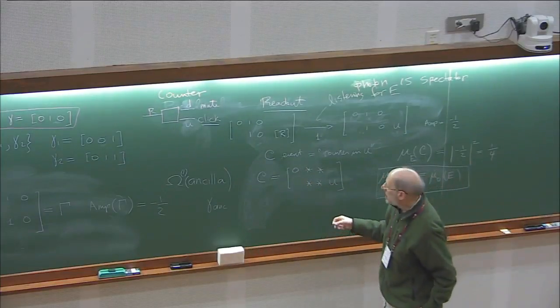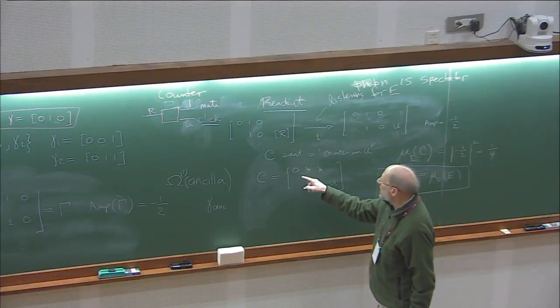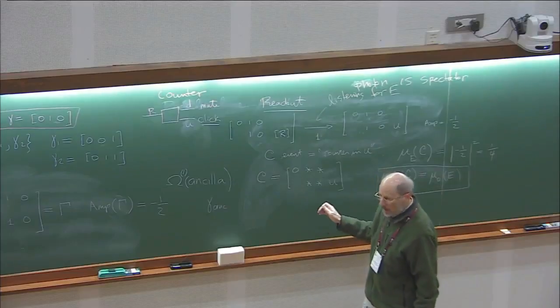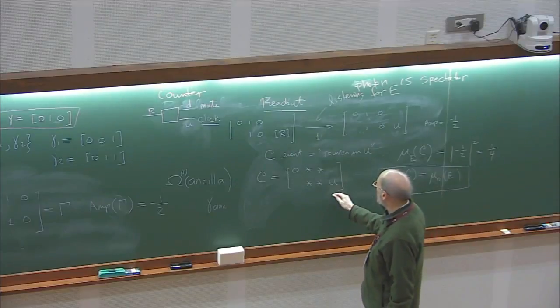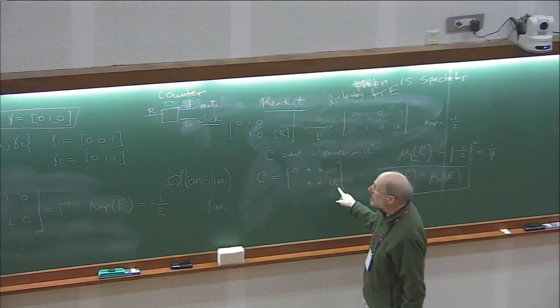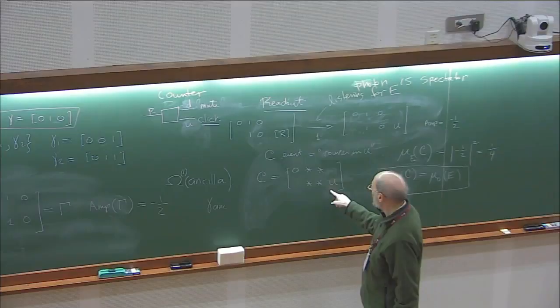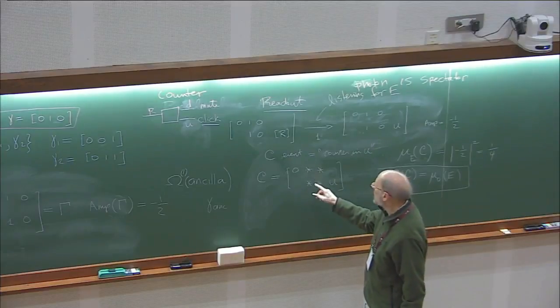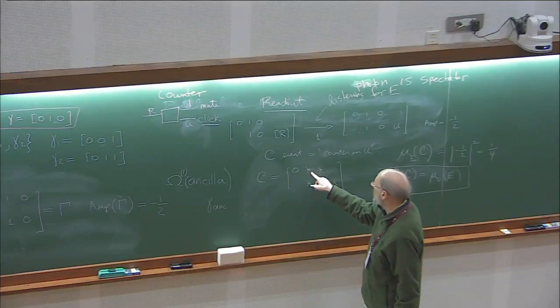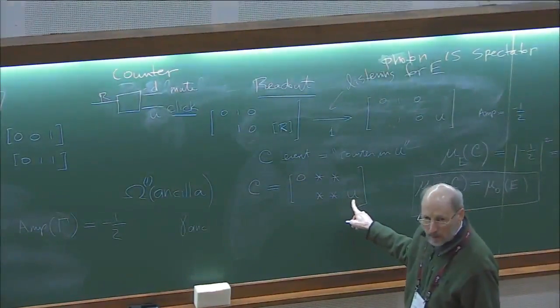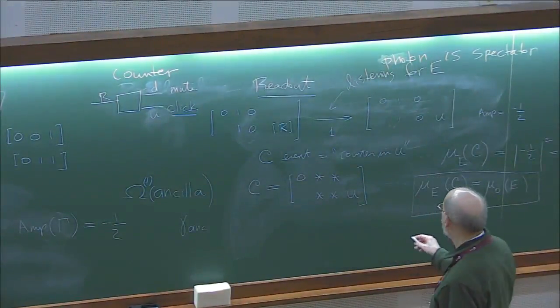So a history gamma is in, this is a history, using that notation we've established. A history is in the click event if and only if the counter ancilla emerges in the state U. Okay? So whatever you have here, 0 or 1, 0 or 1, anything, as long as there's a U in the end, that's the click event. That's the event whose measure we're computing.